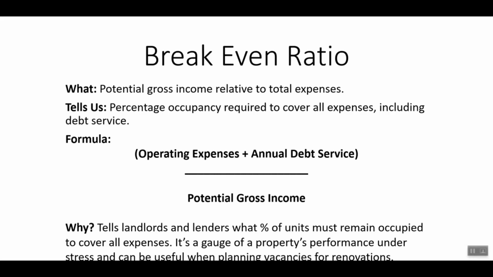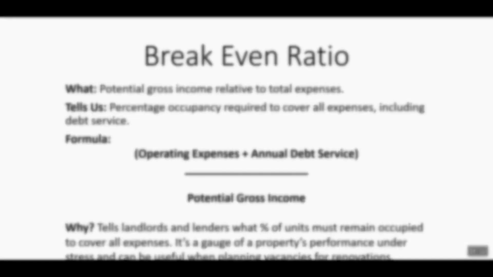So if I have a fourplex and I know I need to renovate each one of my units and it's going to take me a month, but I know my break-even ratio is 75%, well, I'm golden. I can basically take one unit out of service and still break even. Now, obviously, you've got to pay for the renovations and stuff, but at least you're not going to be going in the hole on your operating expenses and your debt service.